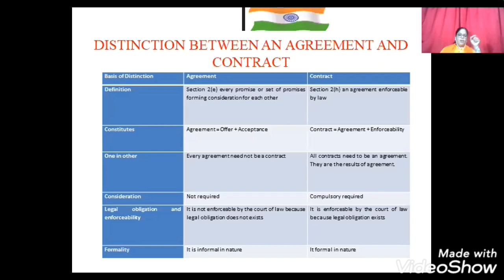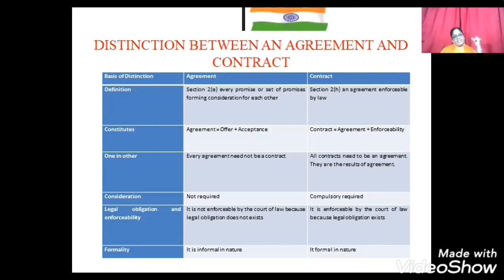Then comes legal obligation and enforceability. So in case of agreement, it is not enforceable. I said that agreements are not enforceable in the court of law because there was no intention among the parties to enforce the other party in case of failure of their contractual obligation. My father has not provided me the bicycle. When he did not provide me the bicycle, I am not going to drag my father into the court. Right. Here, in case of contract, enforceability should exist. Enforceability, as I said, is the lifeline of the contract.